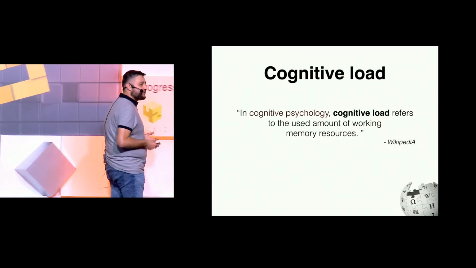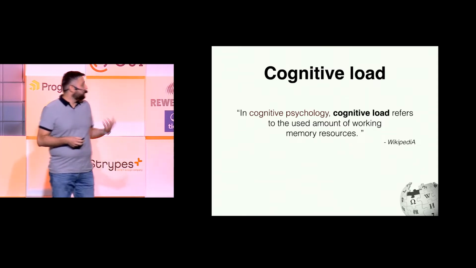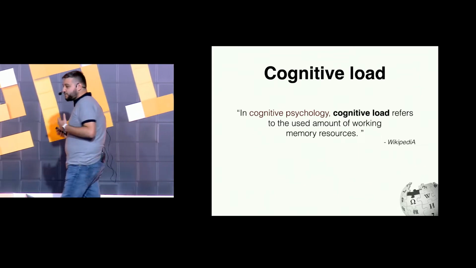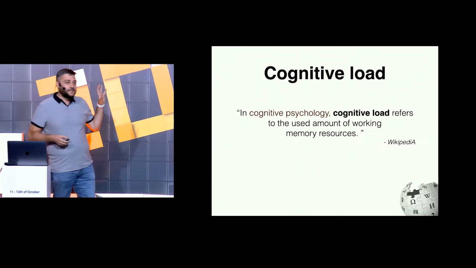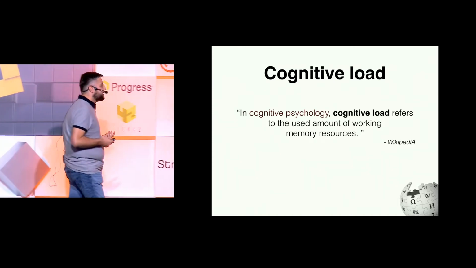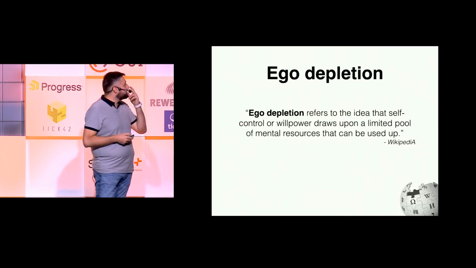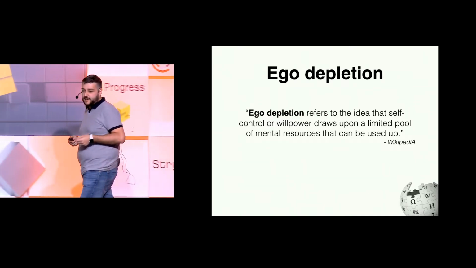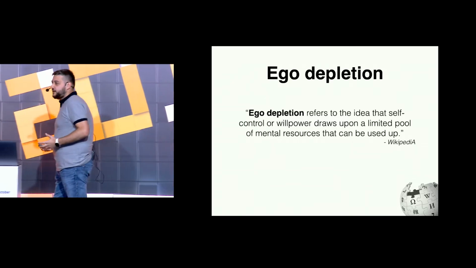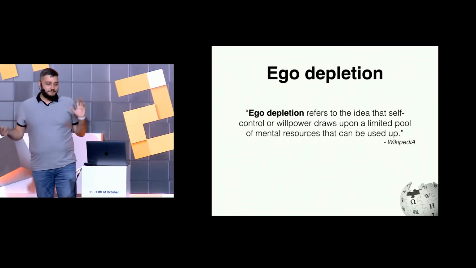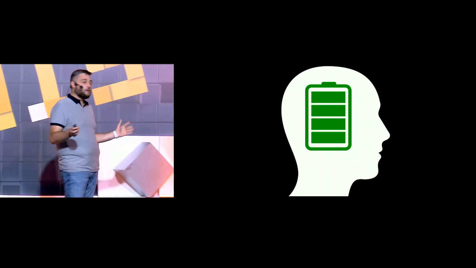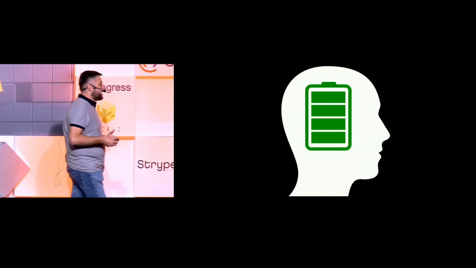The first term I'm going to share with you is called cognitive load. This psychology term is how much resource we have in our head to get information, like how much information we can store in our head. And cognitive load is actually connected to something called ego depletion. This refers to the idea that every time we make a decision, even small decisions, it takes part of our energy.